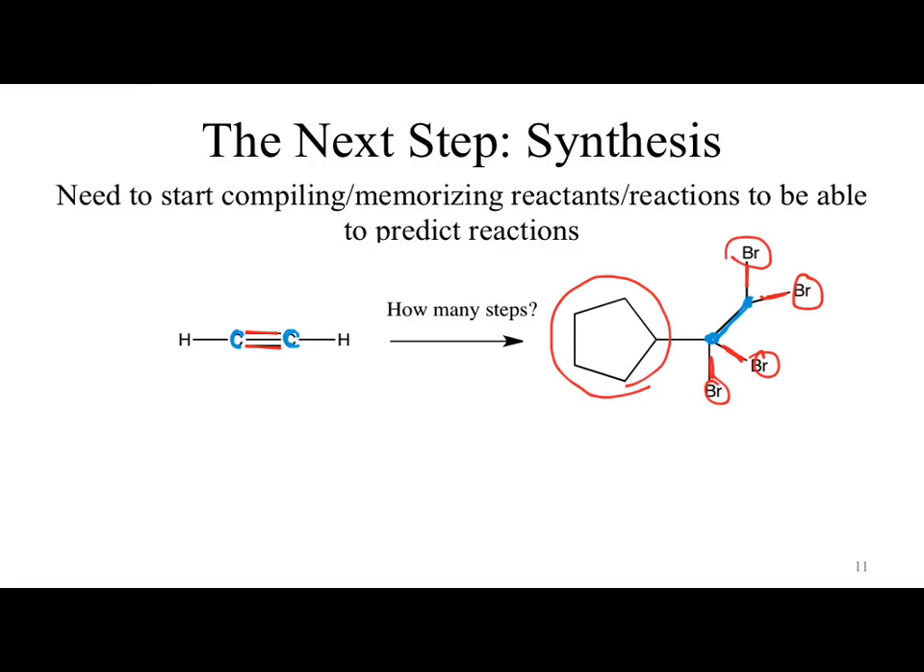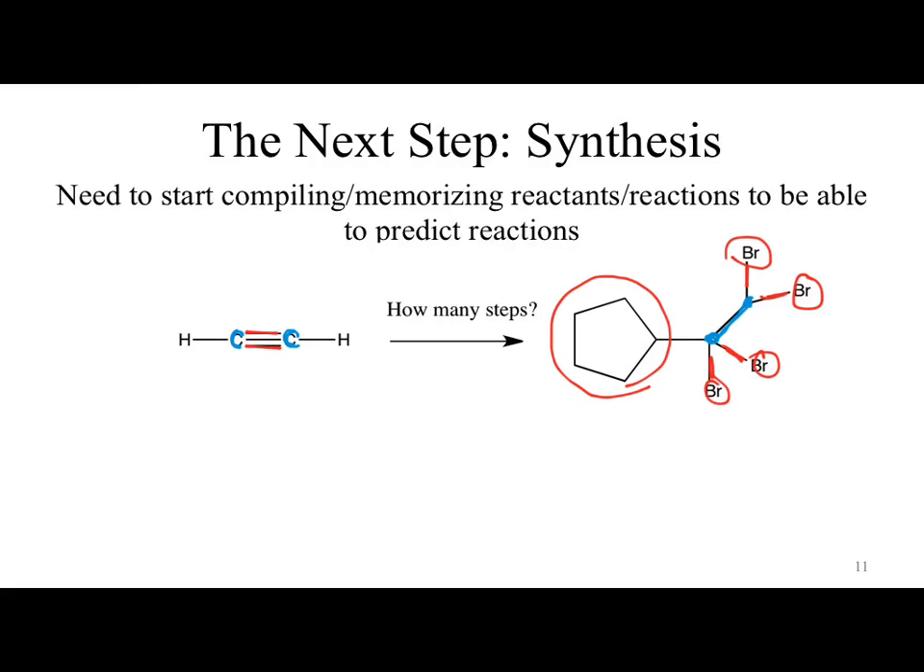Bromine is more electronegative than carbon. It's polarizing that bond. Anytime you've got a polar bond, you're looking at a site of reactivity. So putting those bromines on could be a relatively easy reaction to do. How could I add bromine to my starting material?